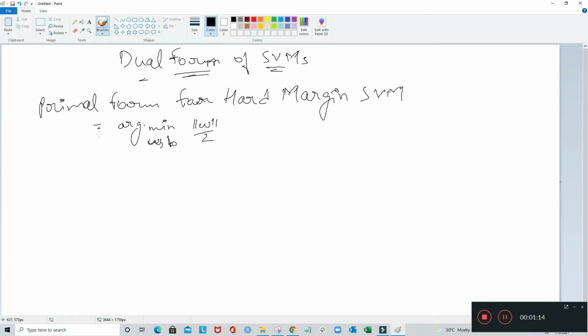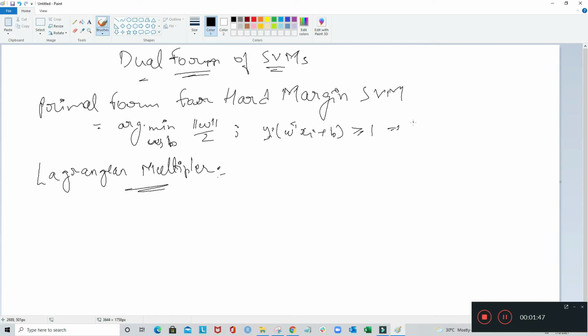Now, before going into the dual form, I'll explain what a Lagrange multiplier is. Before that, the primal form of an SVM has a constraint, which is yi times (w transpose xi plus b) should be greater than or equal to 1, and this can be written as yi times (w transpose xi plus b) minus 1 should be greater than or equal to 0. So this is a constrained optimization problem.